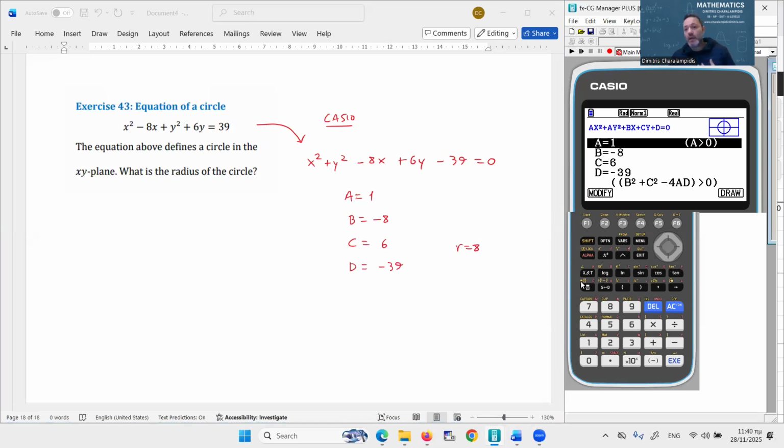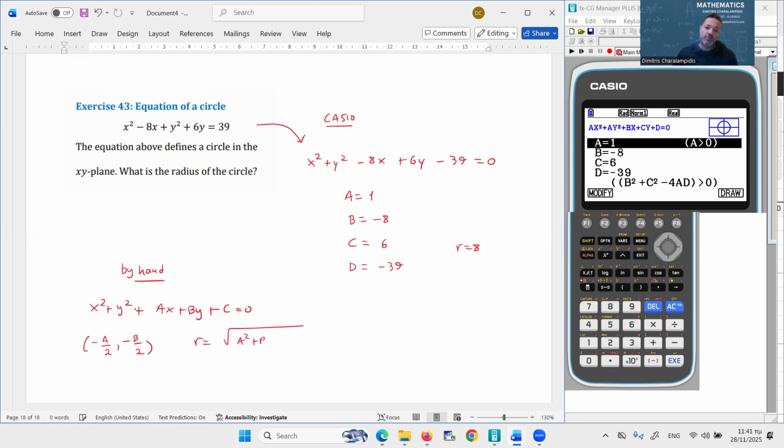However, this is done through my calculator, and like I showed you before, we cannot do it using Desmos. What else could we do? By hand. Let me show you how I learned that in your age. We were told back then that if we have this form, x squared plus y squared plus ax plus by plus c equals 0, then that's a circle of center minus a over 2, minus b over 2, and of radius square root of a squared plus b squared minus 4c over 2.